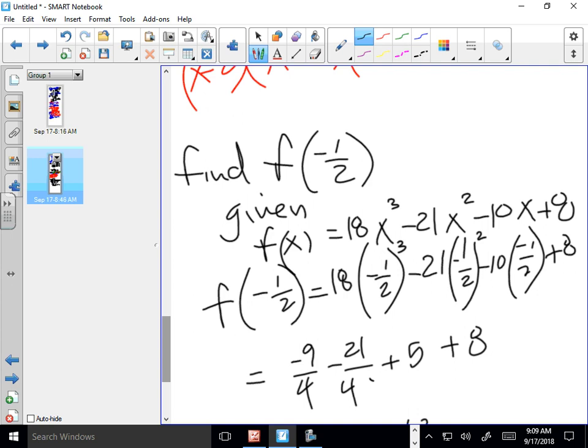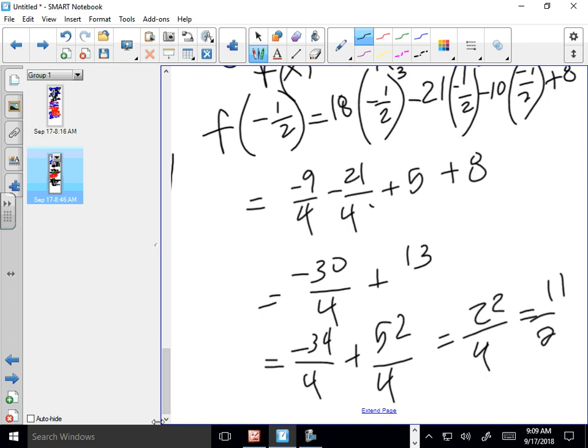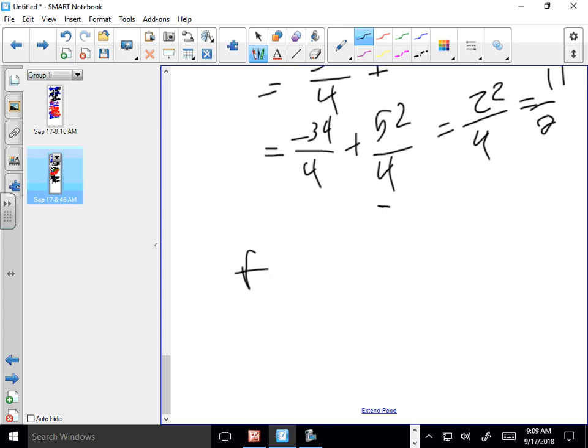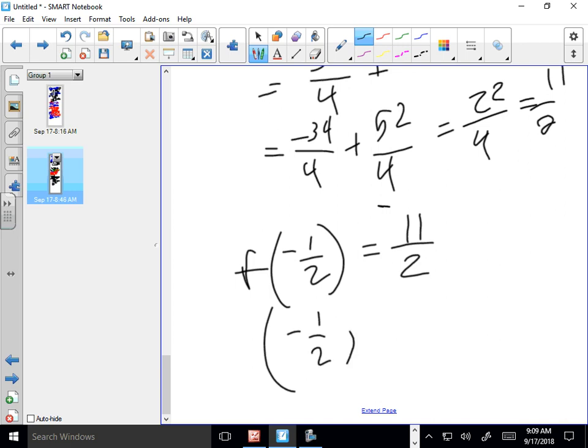Further, we know from Algebra 1 that we can write this statement, f of negative 1/2 equals 11/2. And this means there exists an ordered pair on the graph at x equals negative 1/2. The y value is 11/2. Well, look, I can get that same information from synthetic division with a lot less suffering.